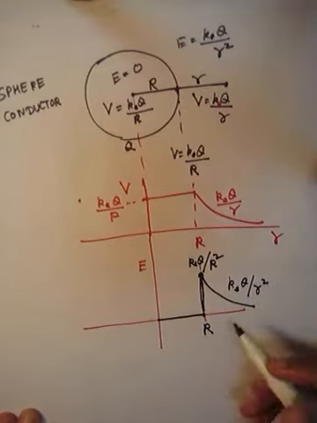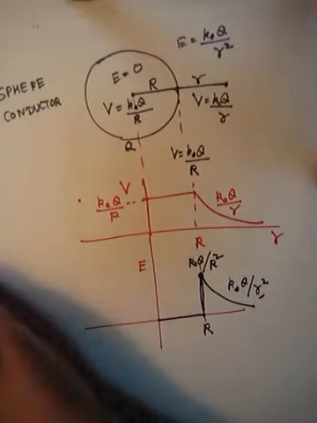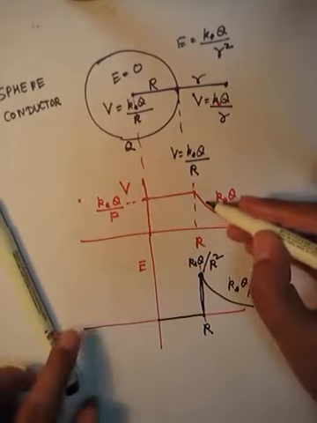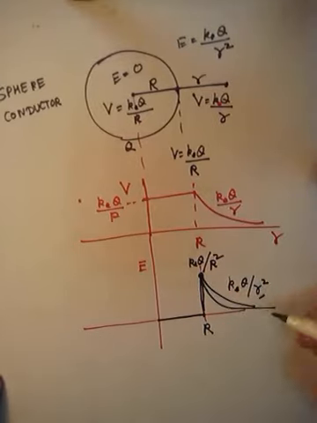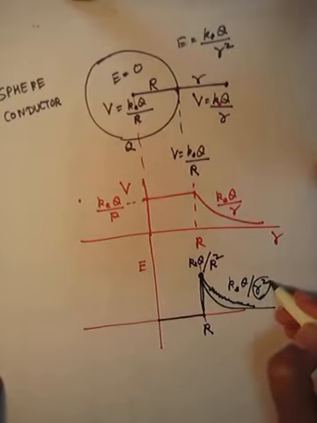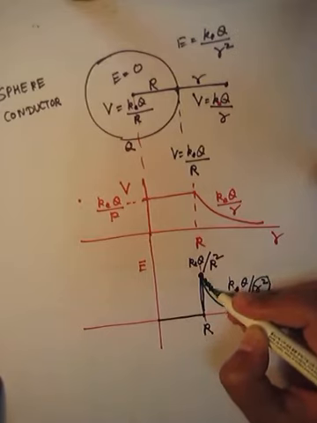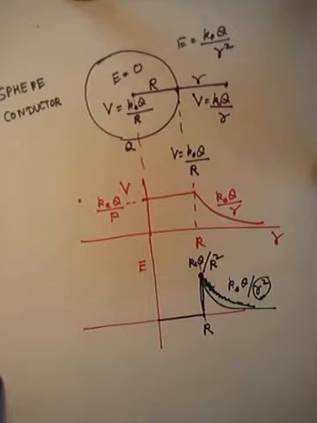I should have drawn a steeper graph because of this r square dependence. It should be more steep, maybe like this. You can ignore this, because it is varying with r square, so it has to decrease faster than the potential outside. Okay, that's all.